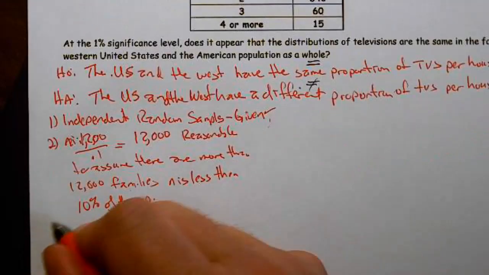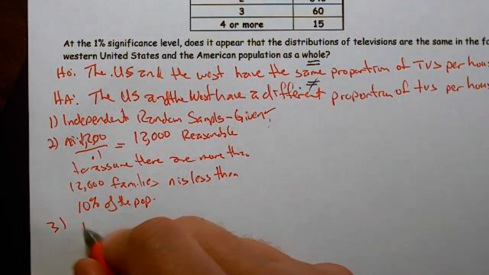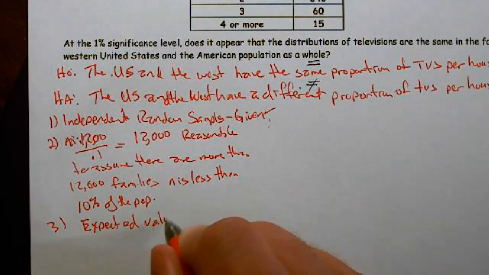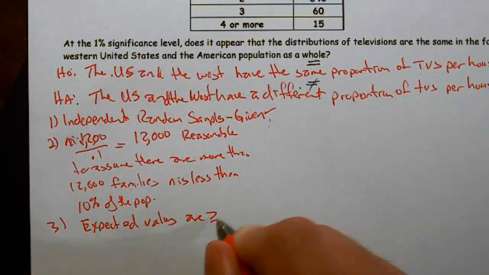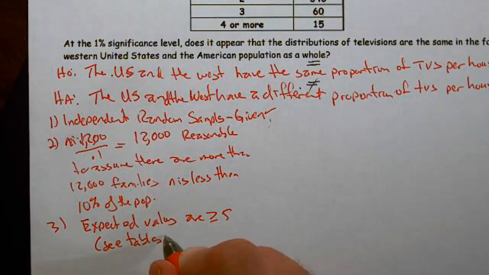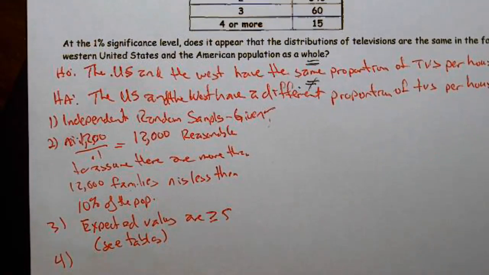Number 3, expected values are greater than or equal to 5. See table. Actually, tables in our case. We'll come back and we'll do that in just a moment.